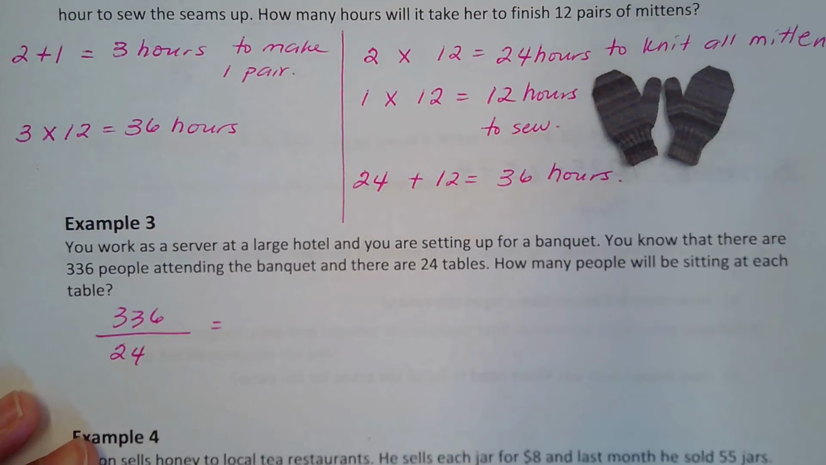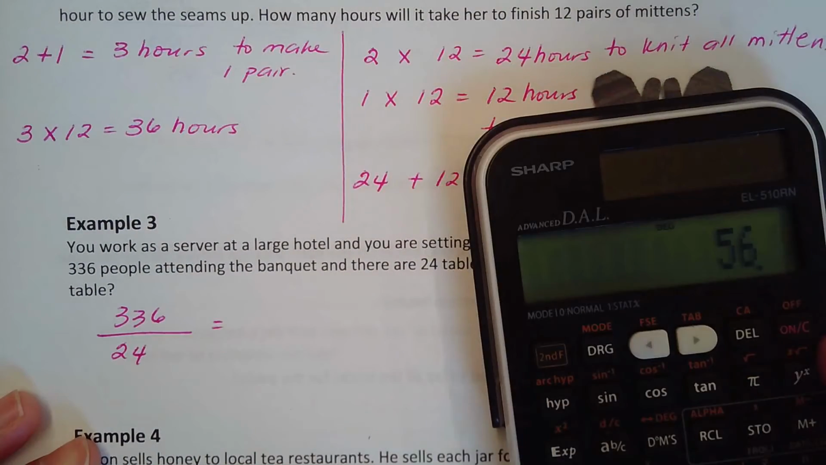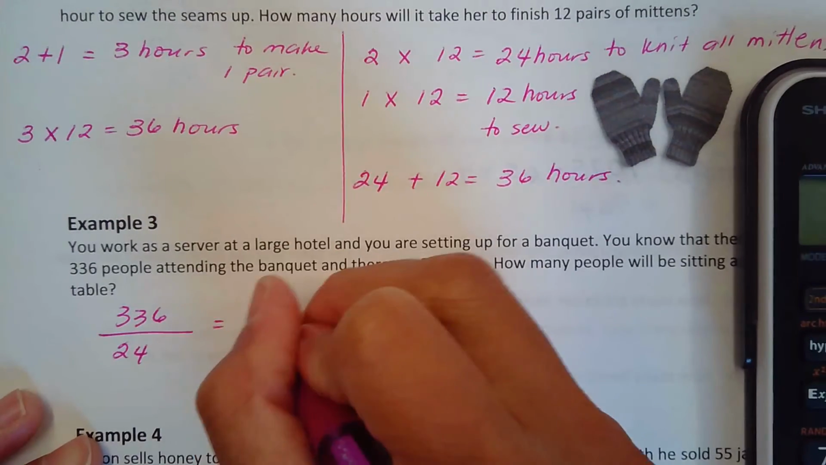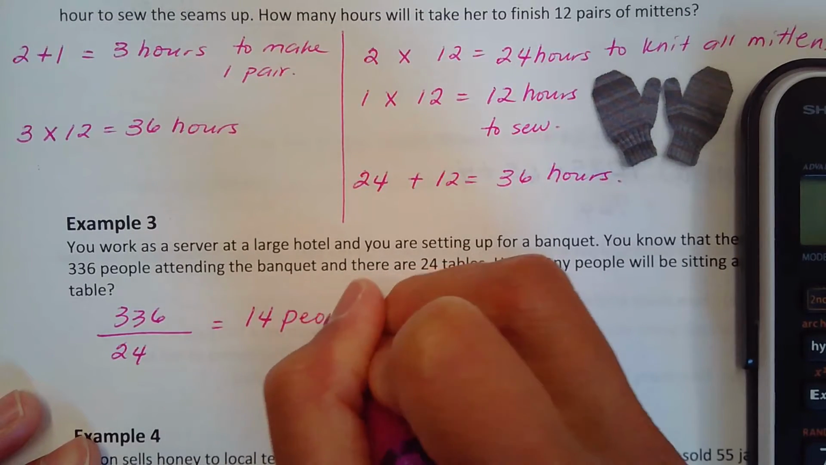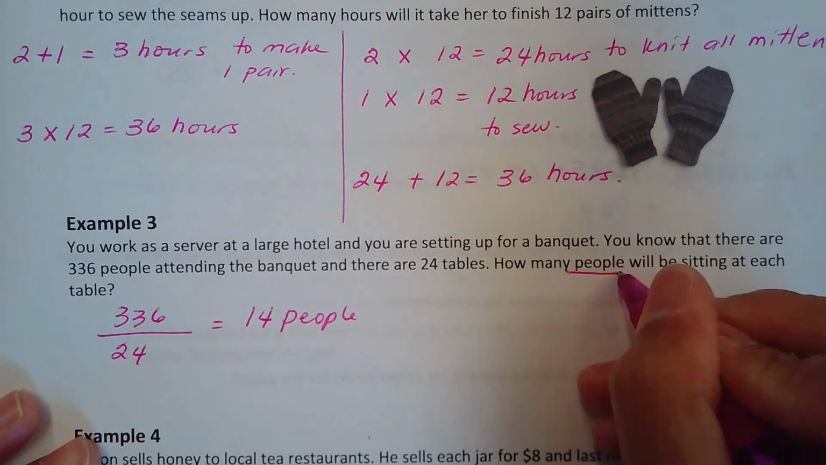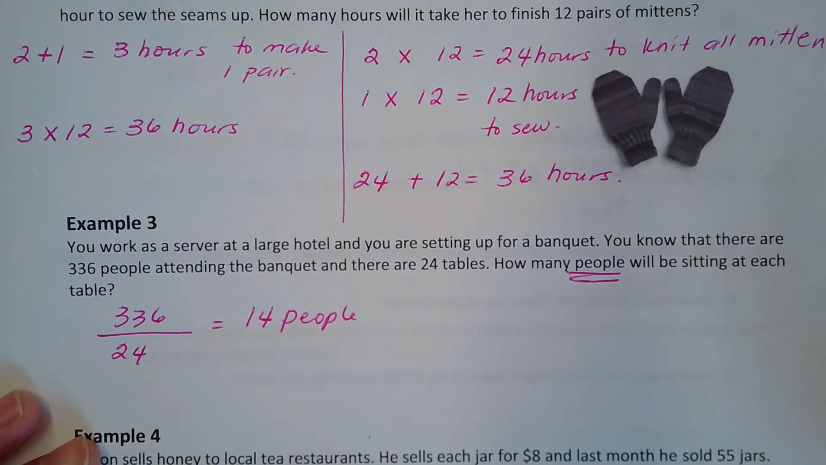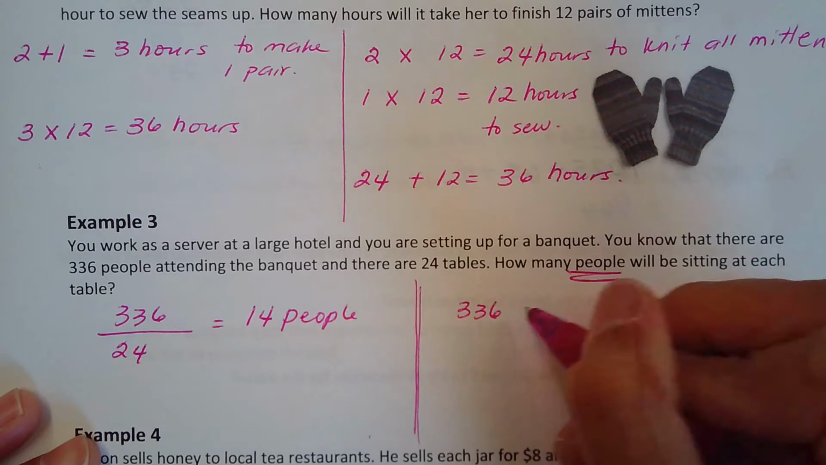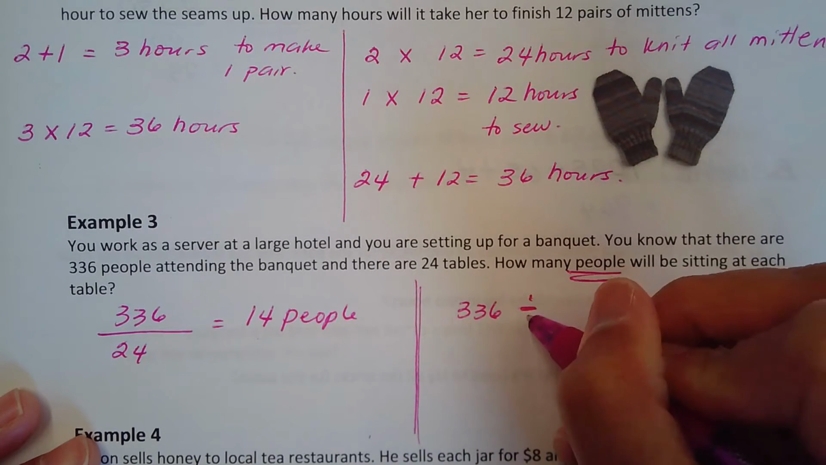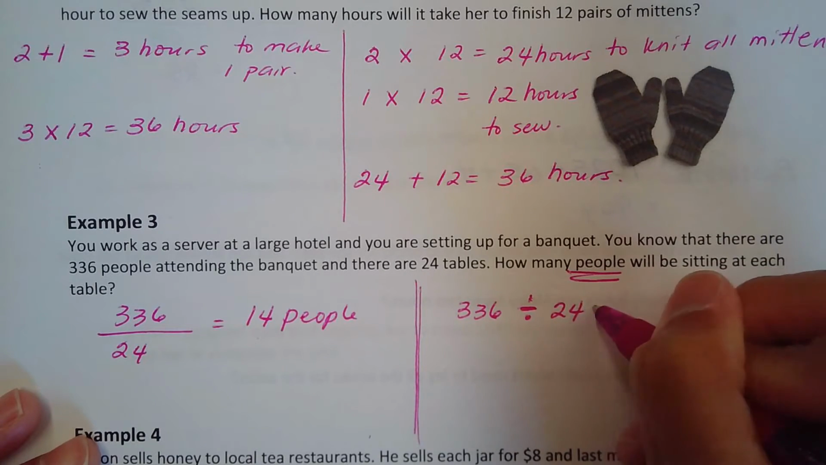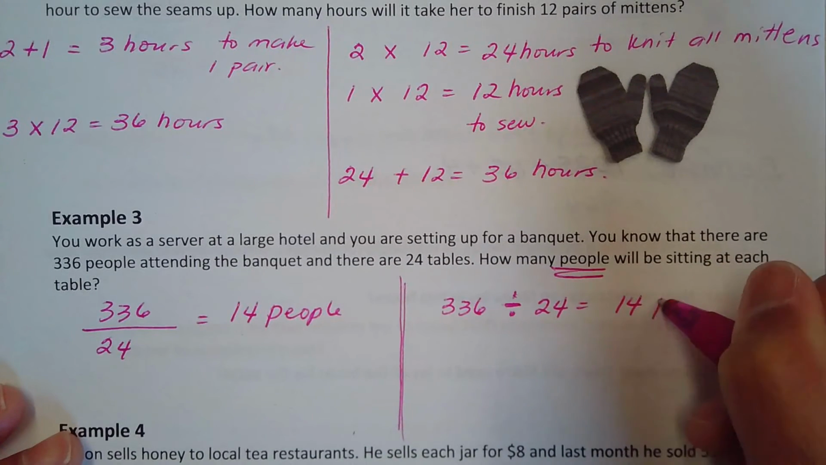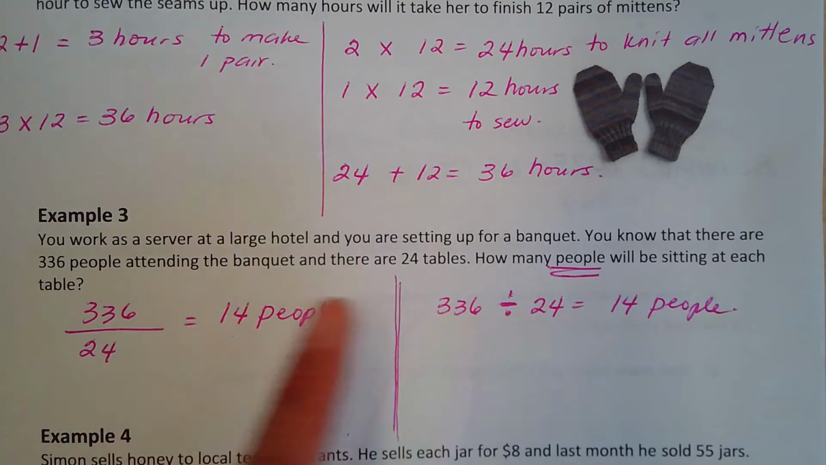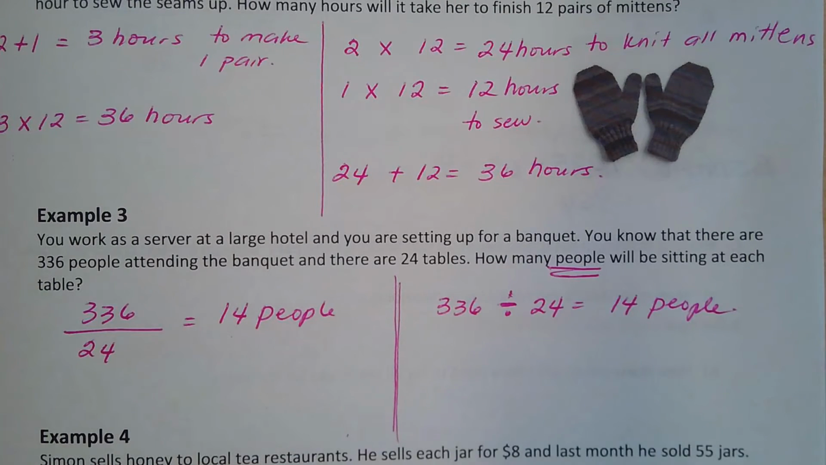What's the other way of writing it? So we're going to go 14 people. It says here, how many people? So 14 people. What's the other way of writing this? Could be 336, this divide symbol, 24, and it's still going to be 14 people. They're both correct, just different ways of expressing it.